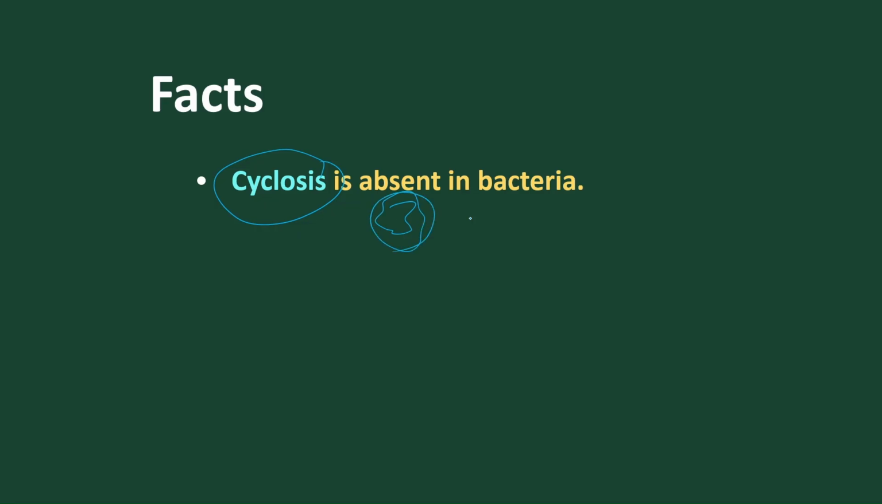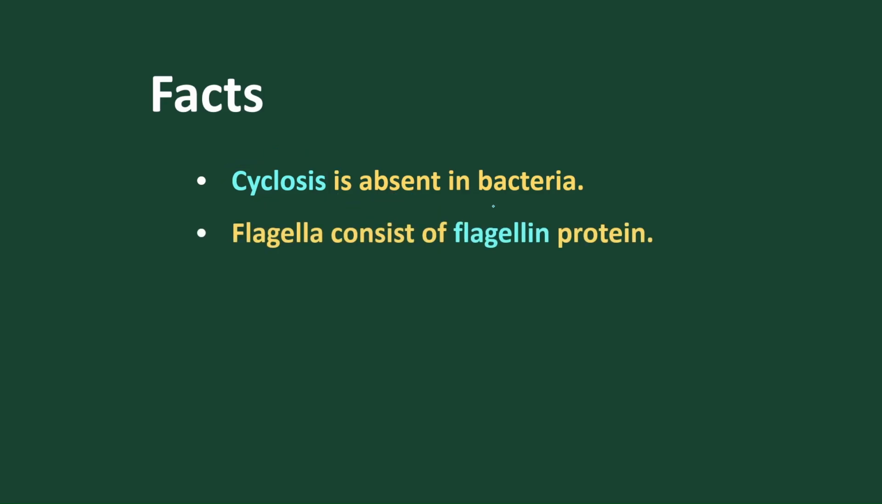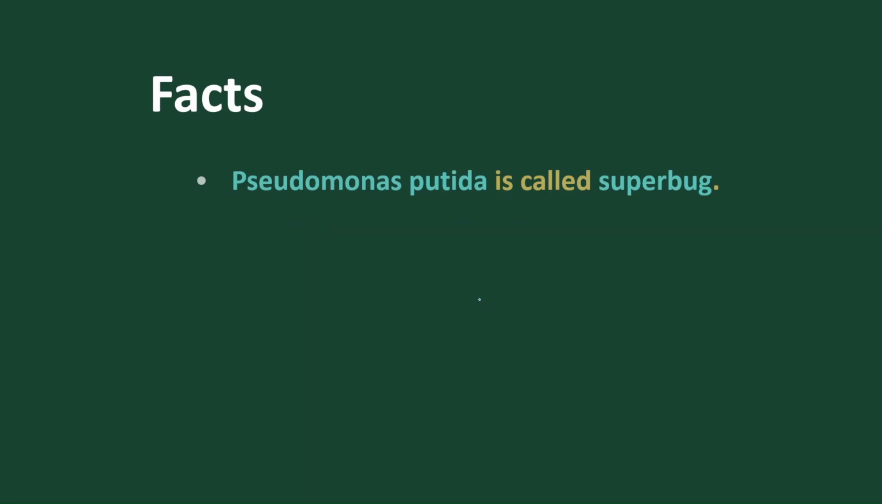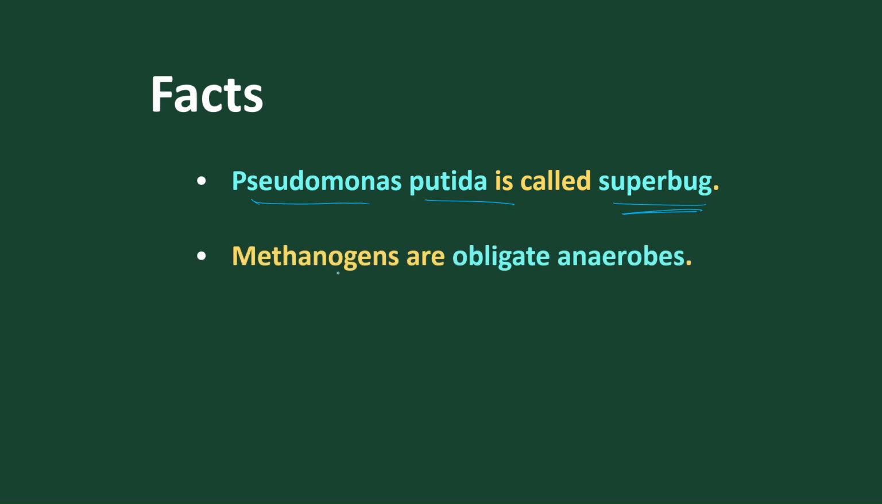We have completed the chapter Monera. Now let's discuss different facts of this chapter. Cyclosis is absent in bacteria, which means the streaming movement of cytoplasm is absent in bacteria. Flagella consist of a protein called flagellin. Bacillus is the most common form of bacteria. And Pseudomonas putida is called the superbug.